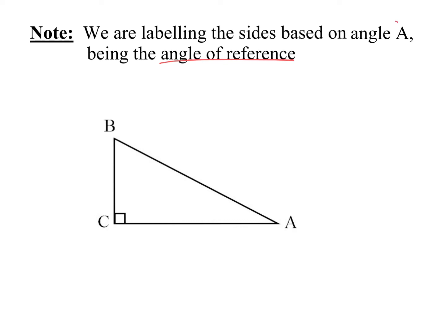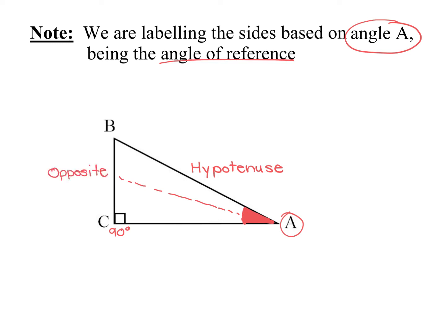In this case, we are going to use angle A as our reference point. So we're going to use that angle to label the other sides. Now, notice there's a 90-degree angle, and you know from before that any side across from the 90-degree angle is your hypotenuse. So that side is labeled. Now, going back to our angle of reference, let's look at the side that's right across from it. This side right here is called the opposite, because it's opposite to your angle of reference. Okay, now let's look at the side that's right next to our angle of reference. This is called the adjacent, because it's right next to it.